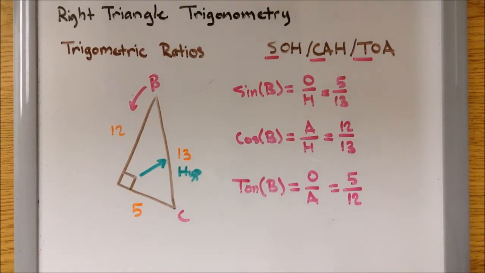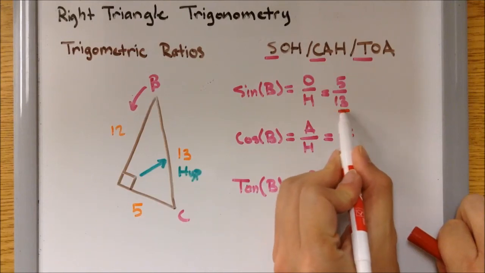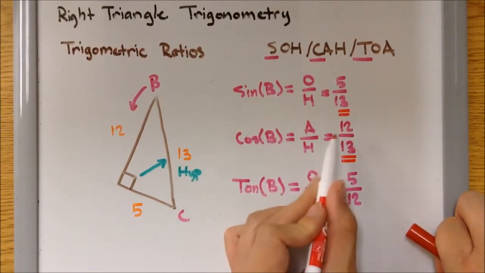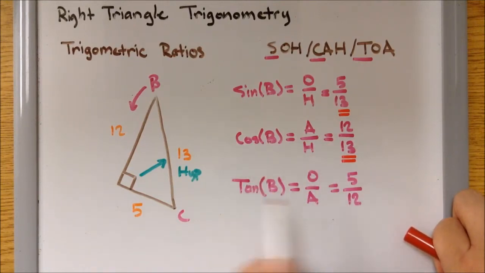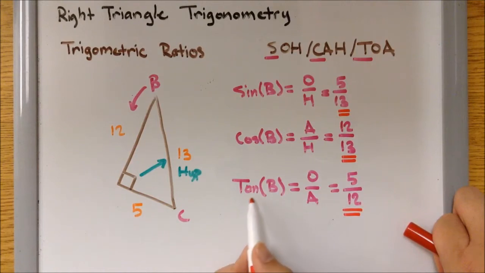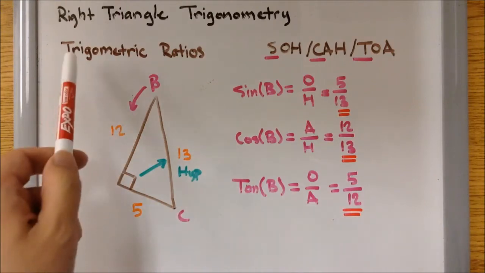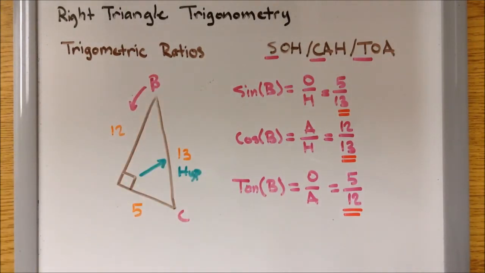So this will be the ratio or fraction for sine of B. This will be the ratio 12 over 13 for cosine of B. And this will be the ratio 5 over 12 for tangent of B. So that's all you have to do when identifying and labeling your trigonometric ratio. Next, I'm going to make room, and then we're going to do angle C.